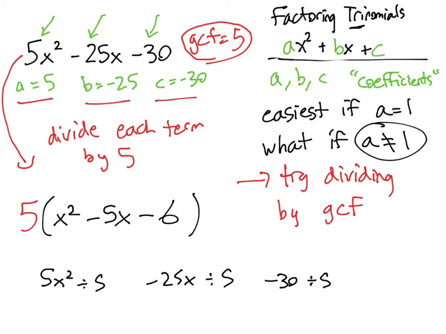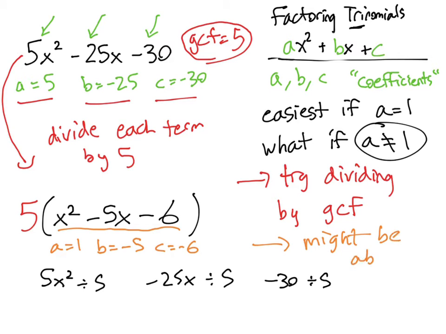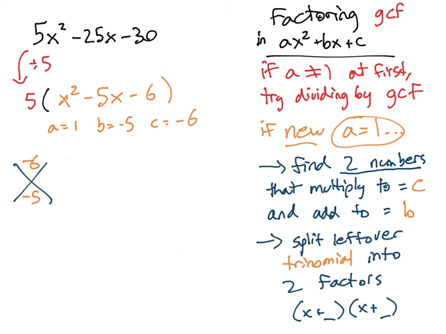And now, looking at this new trinomial we have left over inside our parentheses, we can see that these coefficients do give us a leading coefficient a equal to 1. So what's nice about this technique, dividing by the GCF, is we might be able to get back to a situation where our new leading coefficient a is equal to 1. And let's review how we can finish factoring in that case.